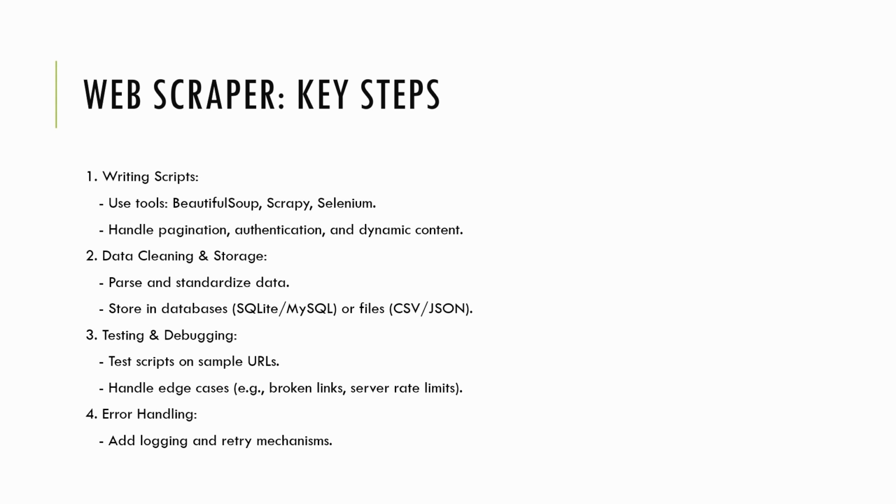Let's start with a web scraper. The first task is writing scripts to extract data using tools like Beautiful Soup, Scrapy, or Selenium. It's important to handle dynamic content and pagination properly. Then we clean and standardize the data, storing it in a database like SQLite or MySQL, or exporting it as CSV or JSON. Testing is crucial, especially for handling edge cases like broken links or rate limits, and error handling should be implemented to retry failed requests.